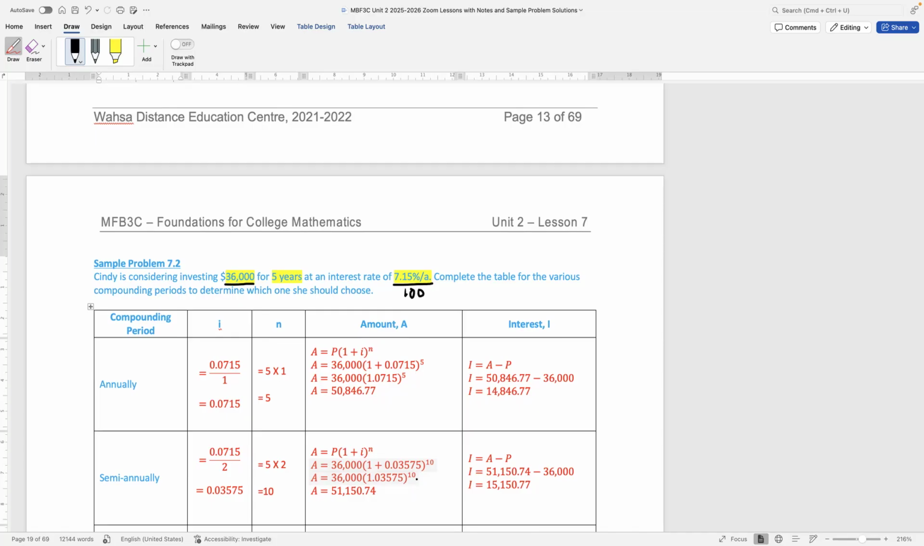And I'll get 51150.7399. Round that to the nearest penny, it's $51,150.74. The amount of interest will be that number, 51,150.74, minus the 36,000 we started with. We'll end up with interest of $15,150.74.